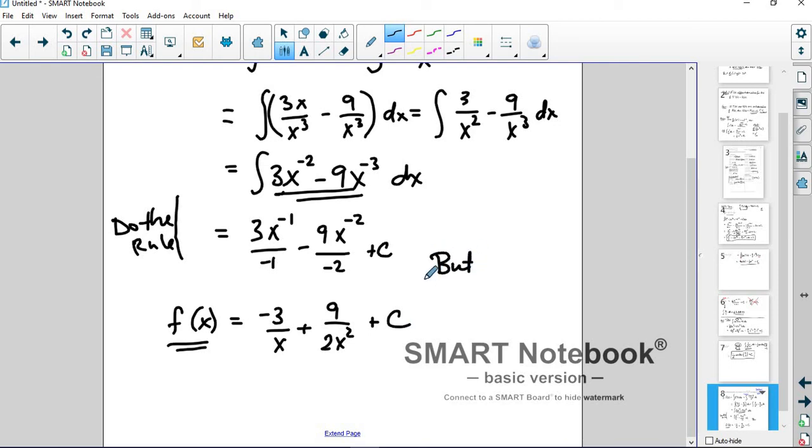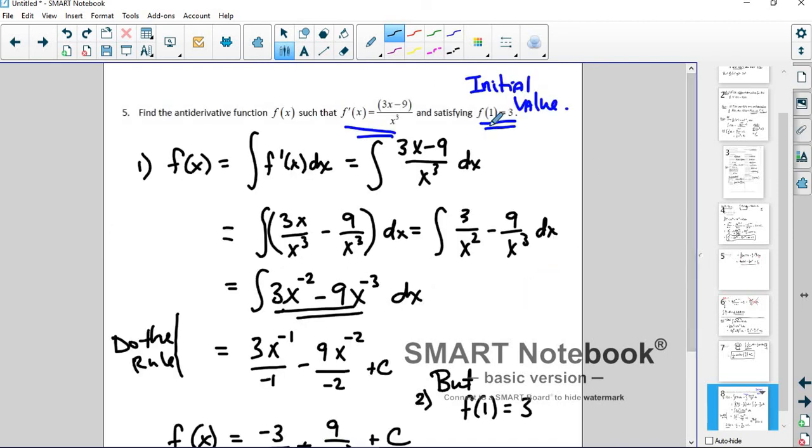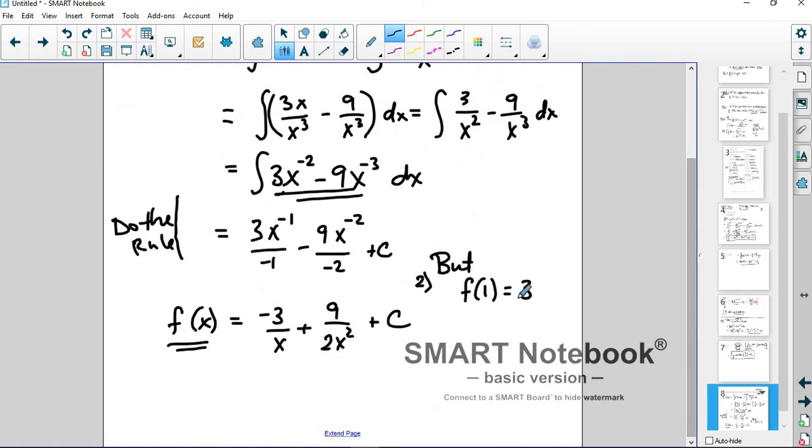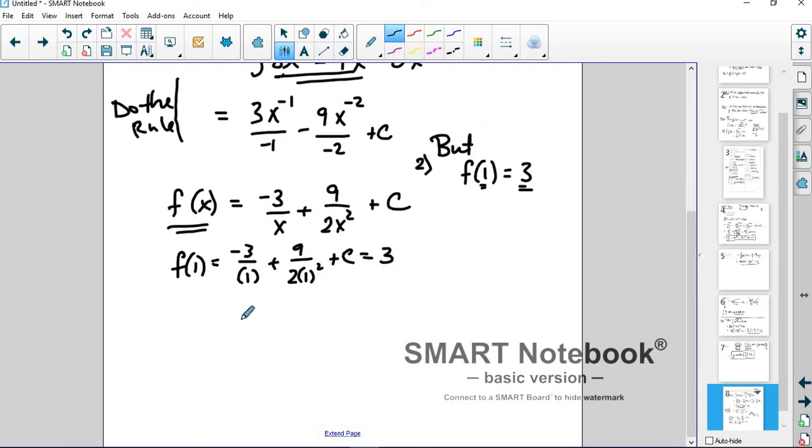But step 2 now, we're told that f of 1 is equal to 3. We're told this initial value. What does that mean? That means if you plug in x equals 1, you're supposed to get 3. So f of 1 would be negative 3 over 1 plus 9 over 2 times 1 squared plus c, but that's supposed to be equal to what? 3. So now I can solve that for c. I get negative 3 plus 9 halves plus c equals 3. Negative 3 and 9 halves is 3 halves, plus c equals 3. Subtract 3 halves from both sides, you get c equals 3 halves.